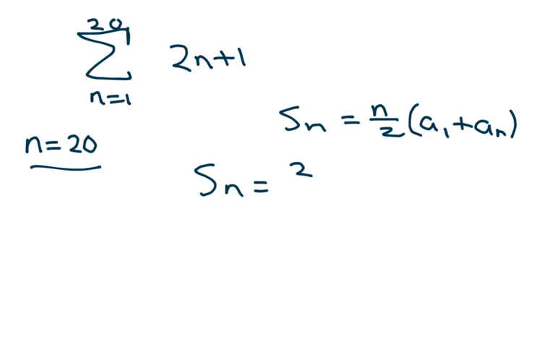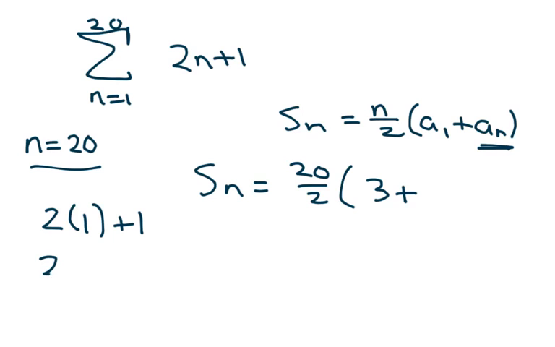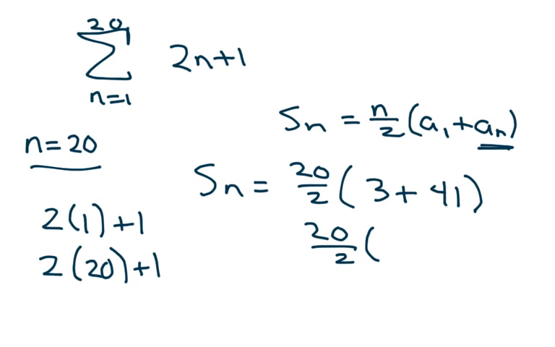I know to get a sub 1, I'm just plugging in 1 for n, and that is 3. And for my last term, I'm plugging in 20. So 2 times 20 plus 1 gives you 41. And then you use a calculator, or if you don't, you can just do, this would be what? 44. 2 goes into 44 22 times, and you can do all the math. And that gives you 440. Okay? All right, here's another way to do it.